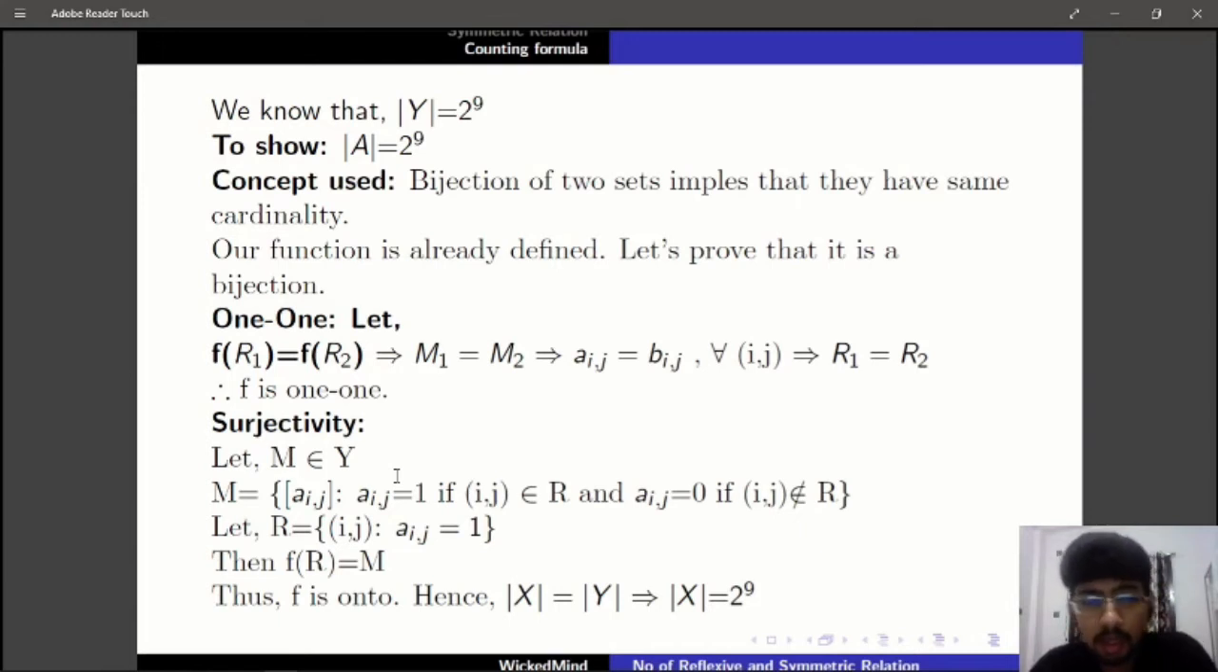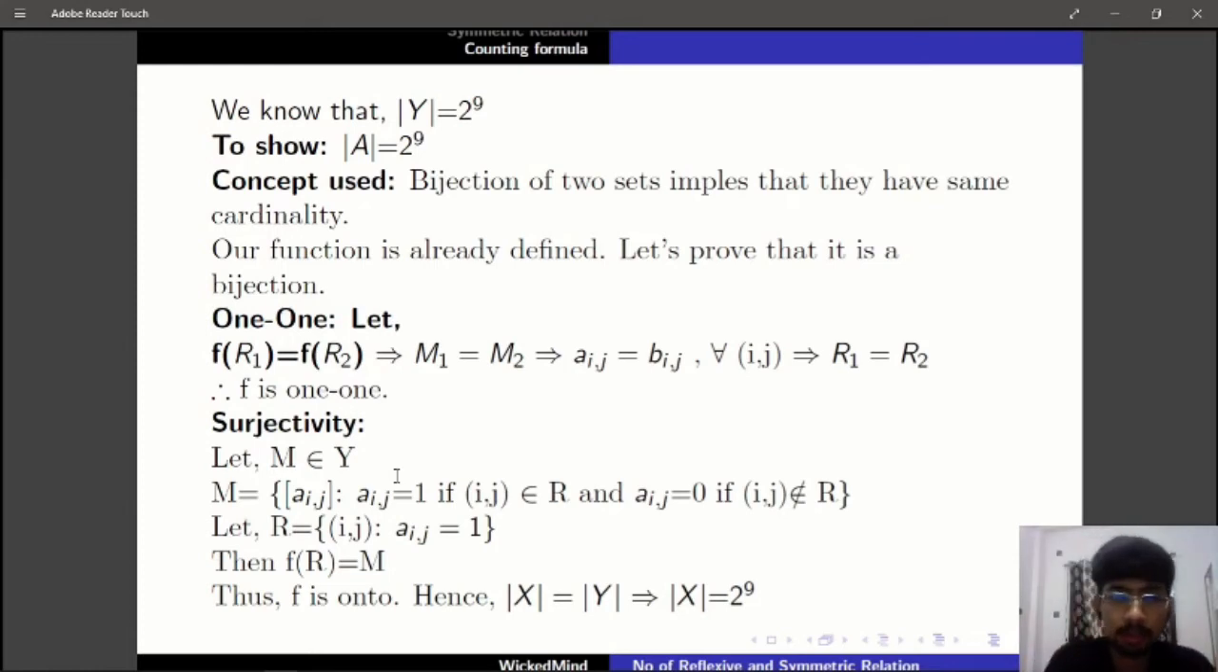Let R equal to, obviously, we are to see where the ones are. The one will be only in the (i, j) position. If the ordered pair (i, j) occurs in R, then we'll get one. So we'll choose R as those (i, j) ordered pairs such that a_ij equals 1 in the matrix M. Thus when we take their image, we will get the matrix M. Thus f is onto. Hence, cardinality of X equals cardinality of Y, that is 2 to the power 9.